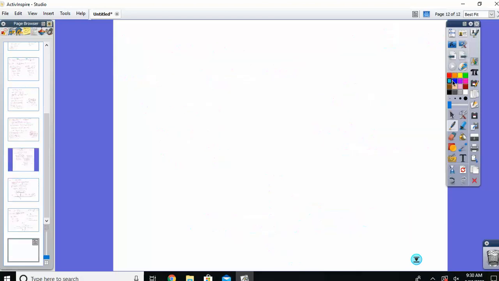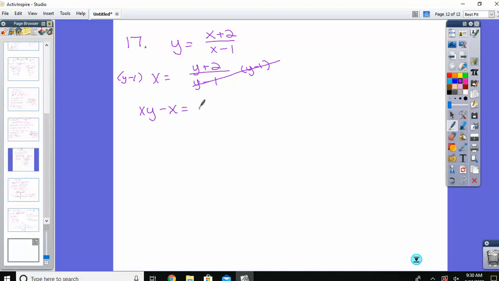That's 17. So change f of x to y. Switch x and y, so both of your x's become y's. Trying to solve for y, so multiply it by your denominator. We distribute, we get xy minus x equals y plus 2. What now?